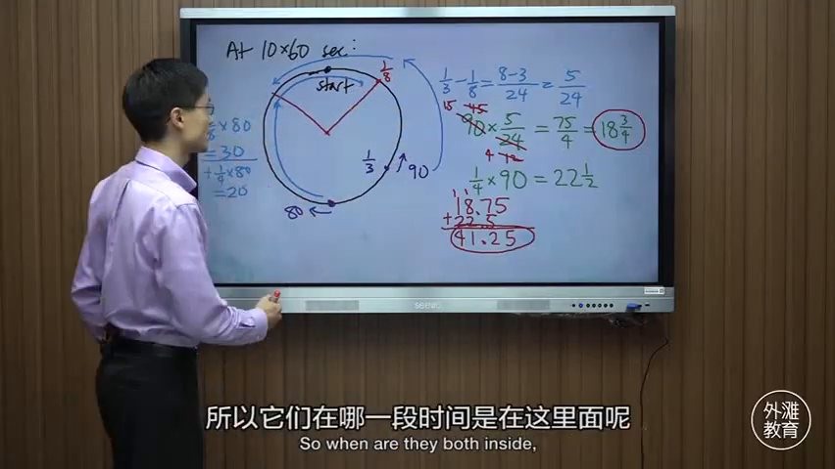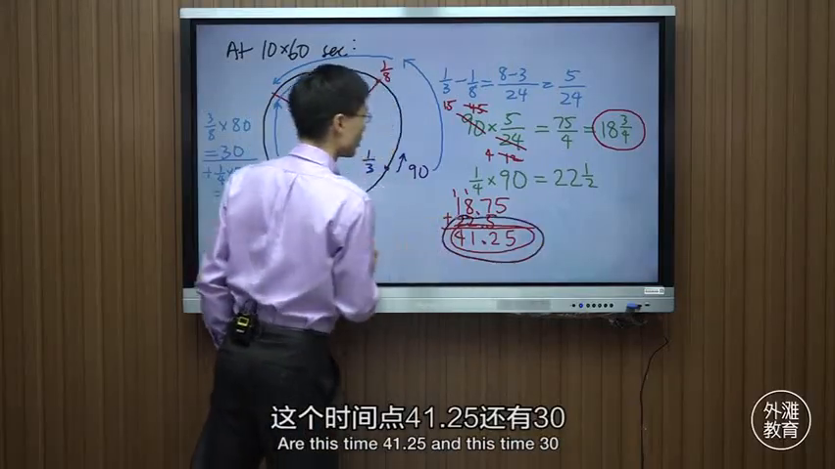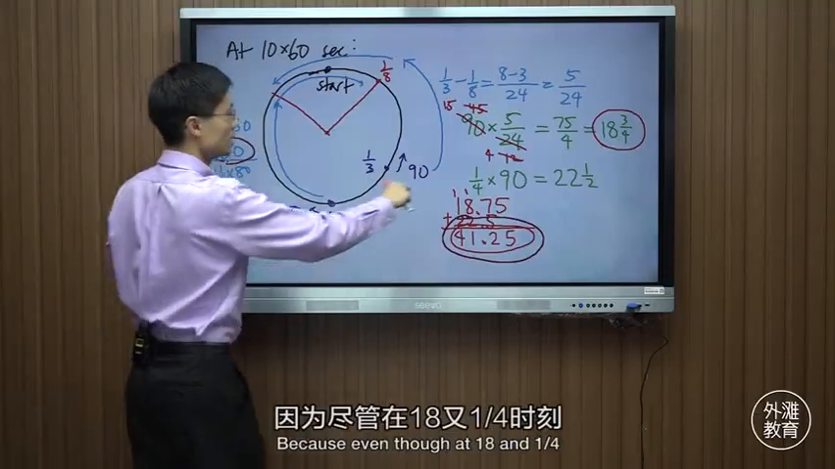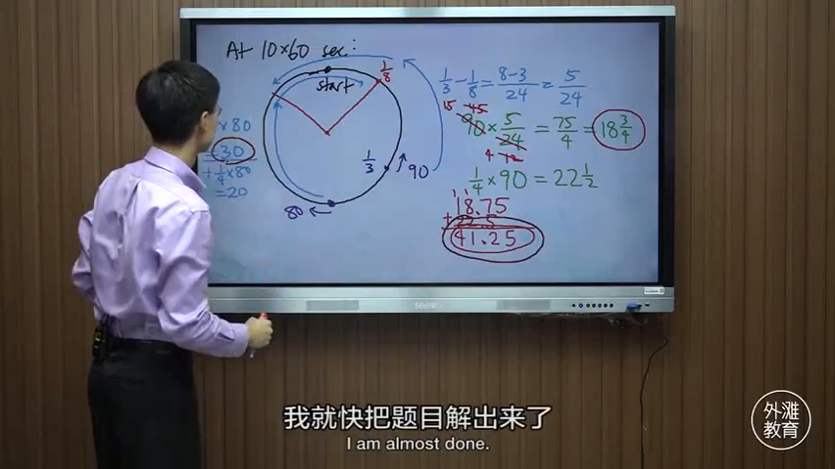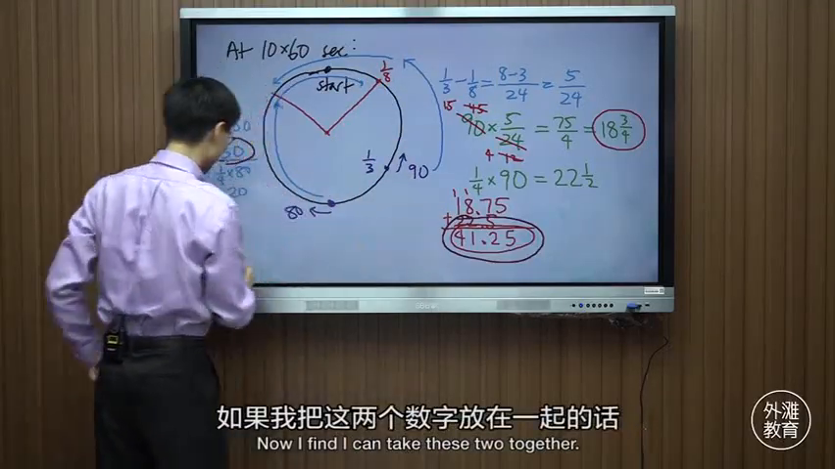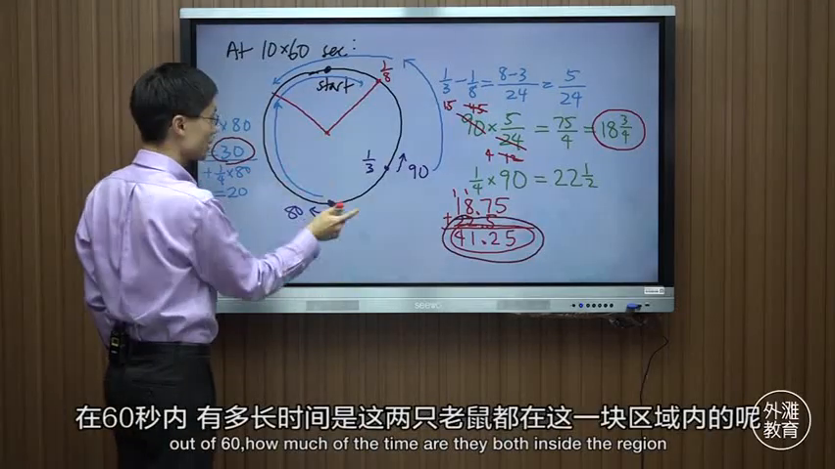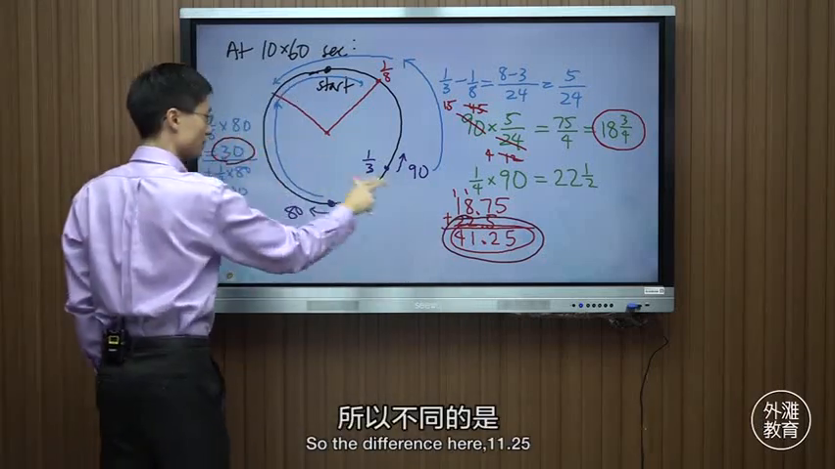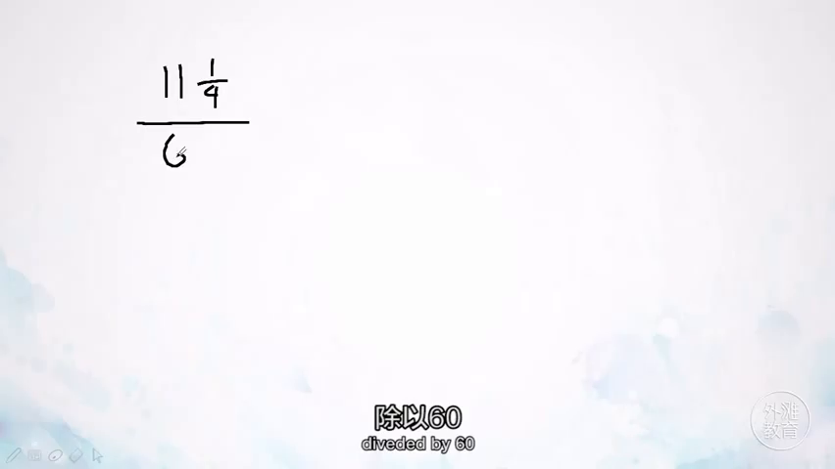So when are they both inside? It looks like the limiting factors are this time 41.25 and this time 30. Because even though at 18 3/4 this one got in, this one is not in yet. I'm almost done. Now I finally take these two together. So the question asked, out of 60, how much of the time are they both inside the region? So the difference here is 11.25. Okay? So the answer is 11.25, which I'm going to write as 11 1/4, divided by 60.